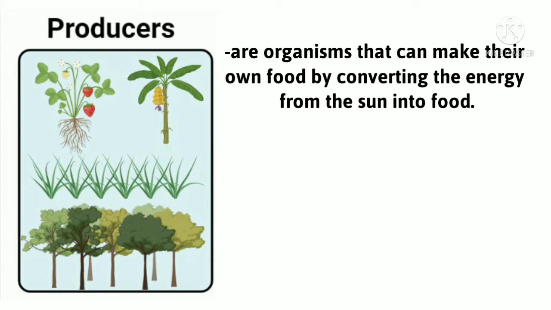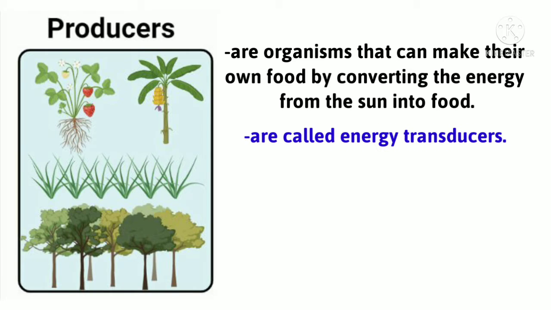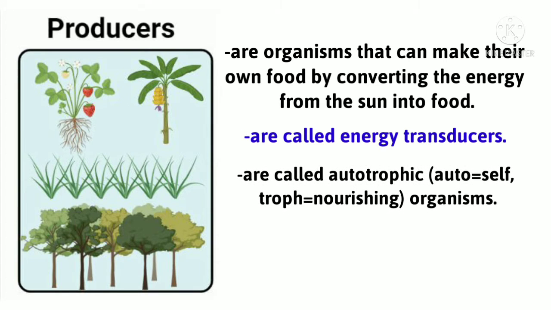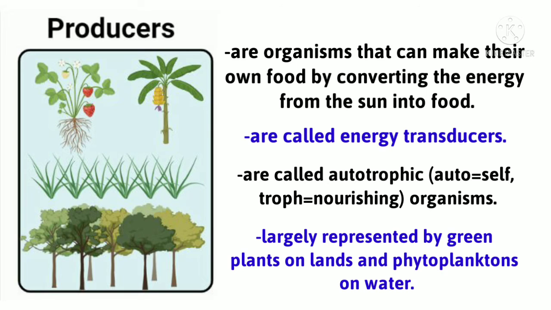Producers are organisms that can make their own food by converting the energy from the sun into food. Producers are called energy transducers. They convert solar energy into chemical energy with the help of organic and inorganic substances. The producers are called autotrophic organisms. These are organisms that can make their own food. They are largely represented by green plants on land and phytoplanktons in water.